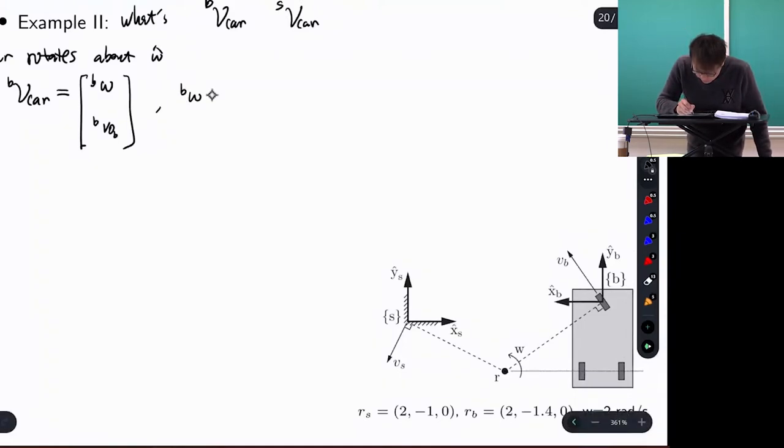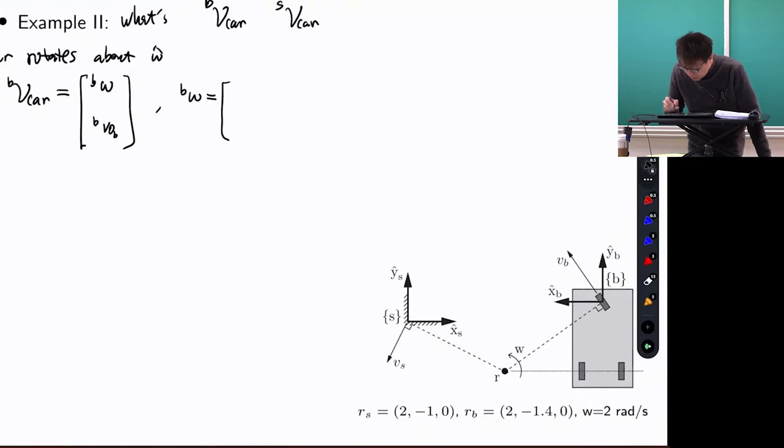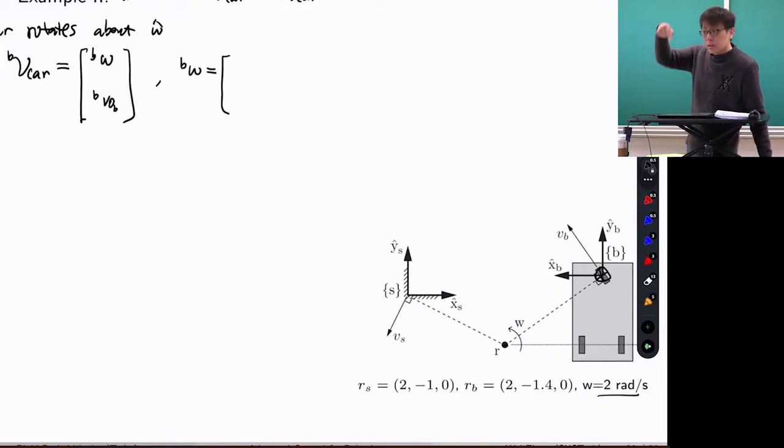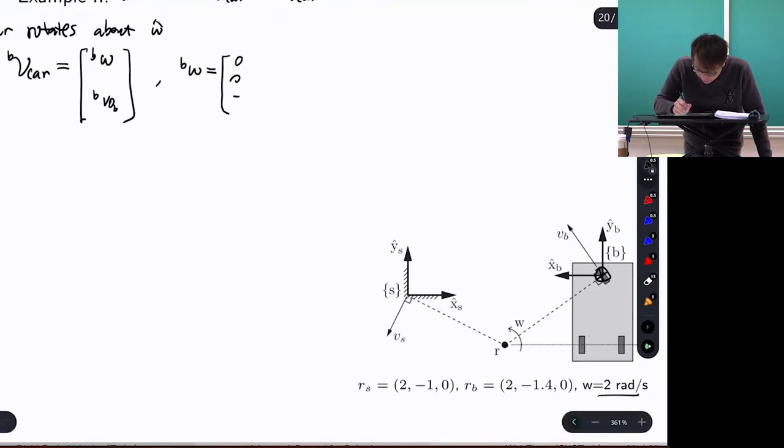First question, Minhan, omega B. This is omega, right? It's the physical vector here. Where is the z-axis of B? Yeah, that's like that, right? So it's inside, because using the right-hand rule, the z should point into the paper. The rotation is upward, so it's negative. So it's 0, 0, -2. Excellent. What about V of B, O B?